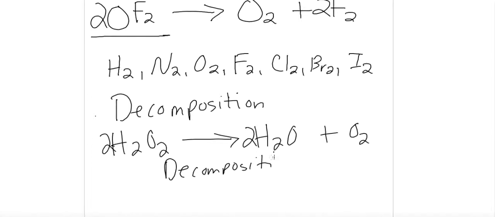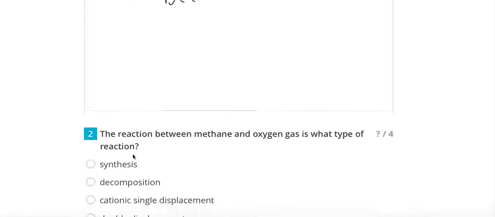So remember, if there is only one thing to the left of the arrow, one thing, no plus signs whatsoever, it's a decomposition reaction. Okay, so that's problem number 1.